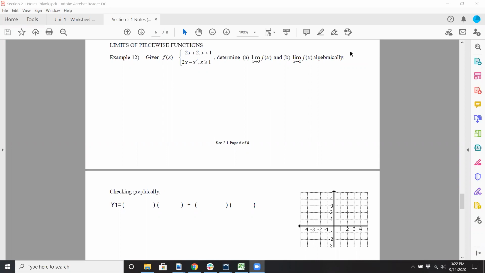Welcome to the video for the last couple of pages of the section 2.1 notes. Here at the bottom, page 6, we're going to look at example 12, a piecewise function. We're being asked to determine the limit of this piecewise function for a couple of x values, when x is approaching 3 and when x is approaching 1, and to do so algebraically.